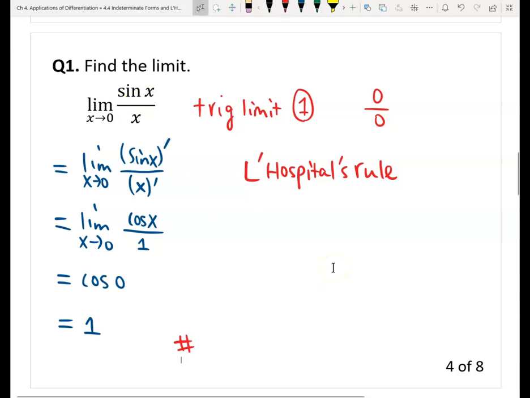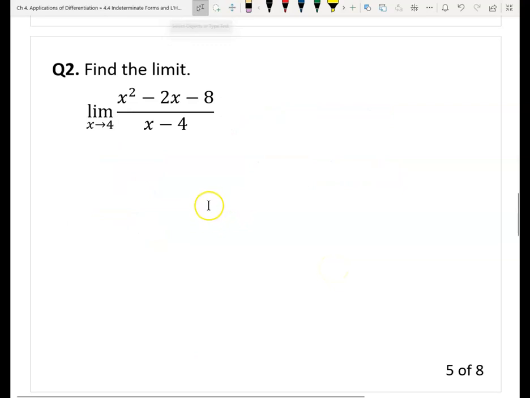Let me see another question. Here is the second question. It is still a limit of a quotient. First, let's see if this is an indeterminate form or not. We plug x equals 4 into the numerator. Can you see, 4 squared is 16 minus 16, what do you get? We get 0. Denominator, 4 minus 4, what do we get? 0. So this form is exactly 0 over 0, right? So we can use L'Hopital's rule, no problem.